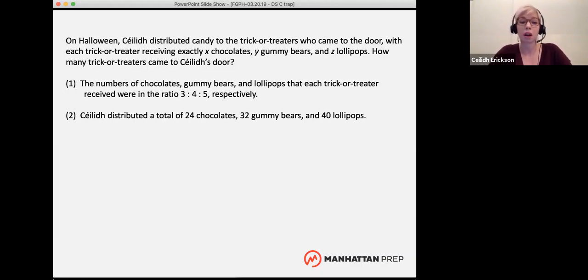The second statement gives us concrete numbers, right? That seems really helpful. But let's think about this. 24 chocolates, 32 gummy bears, 40 lollipops. We know that we're giving out the same number of chocolates and gummy bears and lollipops to each. In other words, there has to be a ratio that's constant there. But is it possible that we just had one trick-or-treater and I just gave that one kid tons of candy, right? Never said that the number of trick-or-treaters had to be greater than one.